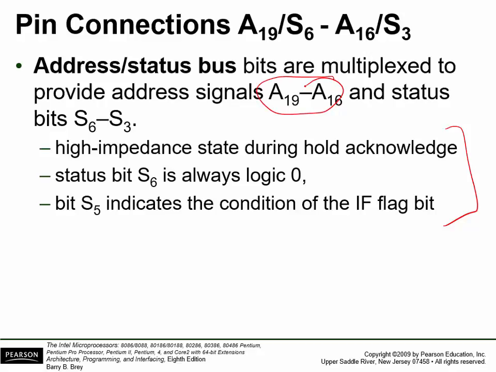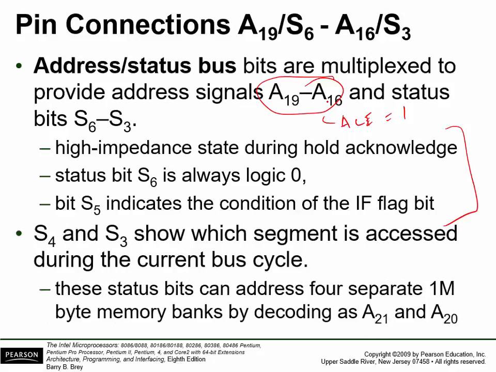One important thing that's not covered in the slide, it may be on the next bullet, is that the ALE is equal to 1 whenever these are address lines. So we can use the same ALE to demultiplex those lines. Again, status bits can address 4 different memory segments by decoding which segment is being used. Again, I don't want to get into the status bits.